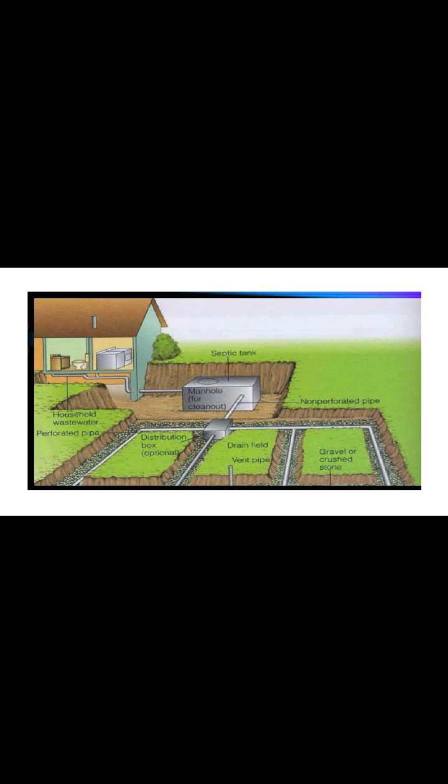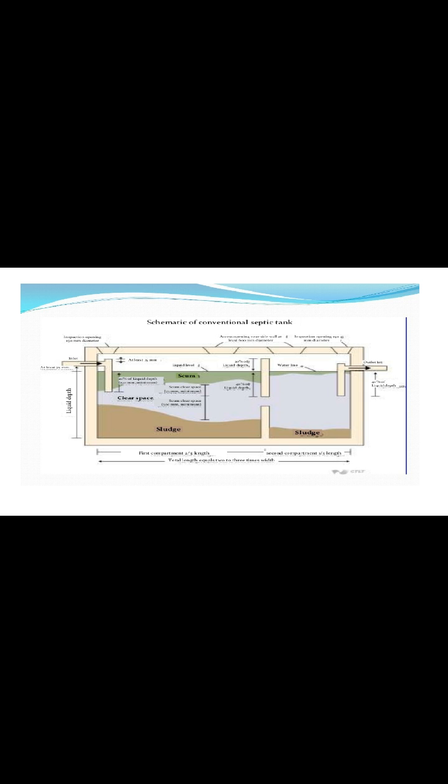This is the household wastewater from toilets, bathrooms and kitchens, going into the first chamber, the grit or screen chamber, and then the second, the anaerobic chamber. Then the water is transferred into the drains. So this is a schematic of a conventional septic tank, with the inlet, the grit chamber, the anaerobic chamber, and the inlet and outlet also provided.